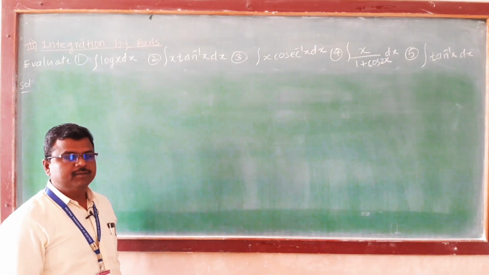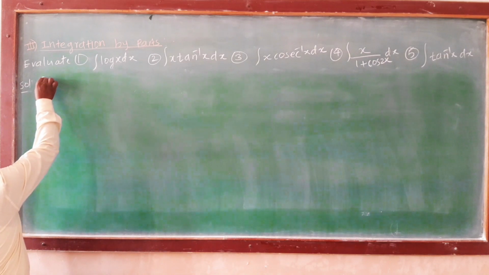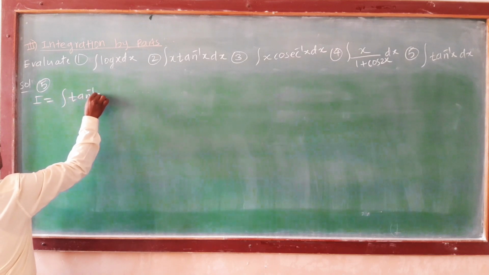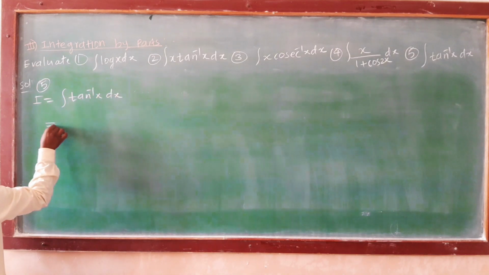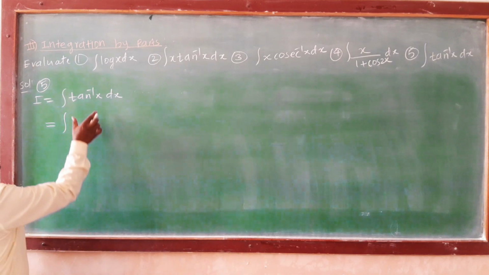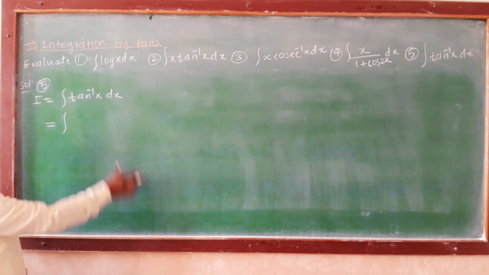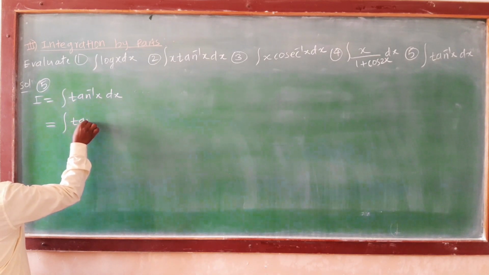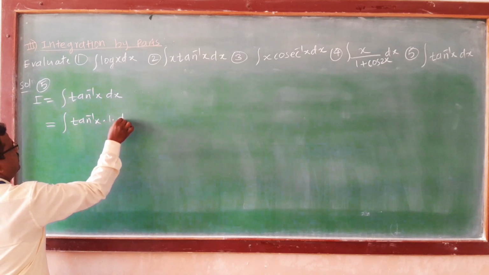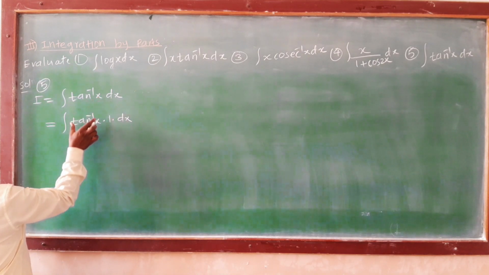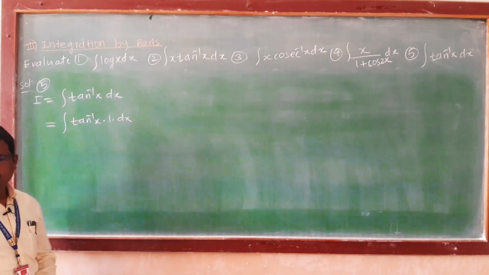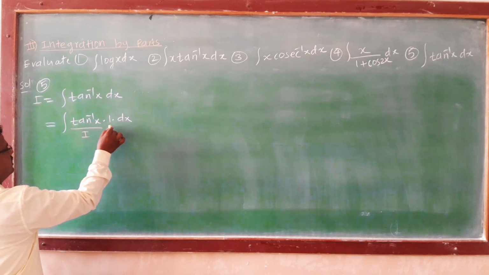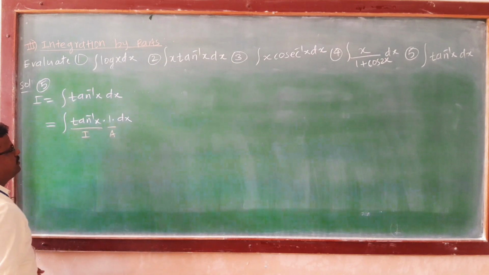Next, example number 5. Let I is equal to integration of tan inverse of x dx. Now here only one function is given, only tan inverse x is given, there is only one function. Take 1 as another function. So this is tan inverse x into 1 into dx. We can write this tan inverse x as tan inverse x into 1. Now this tan inverse x is an inverse function and this 1 is an algebraic function.